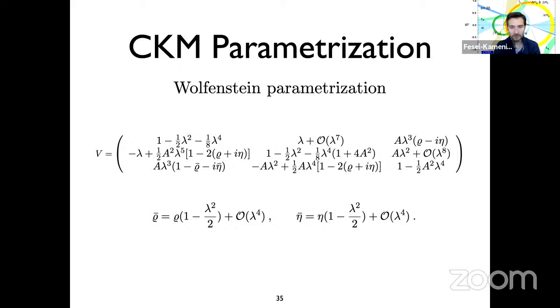And for later convenience, I've also defined 2 parameters which are actually used in visual representations of the constraints on the CKM matrix elements, which are related to rho and eta, and they include order lambda squared corrections. So conventionally they are denoted as rho bar and eta bar, and you will see these parameters pop up later when we discuss the actual constraints from individual measurements on the CKM.